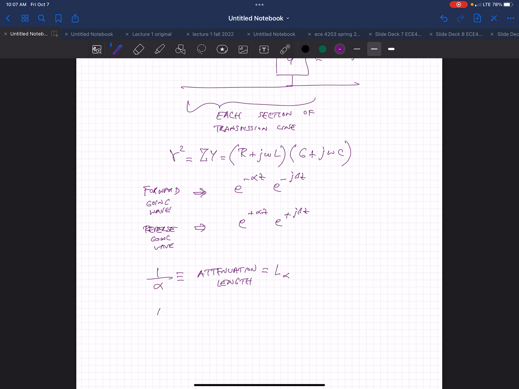And by the time the wave has traveled 4 times the attenuation length, 1 over alpha, the wave is gone to 0.